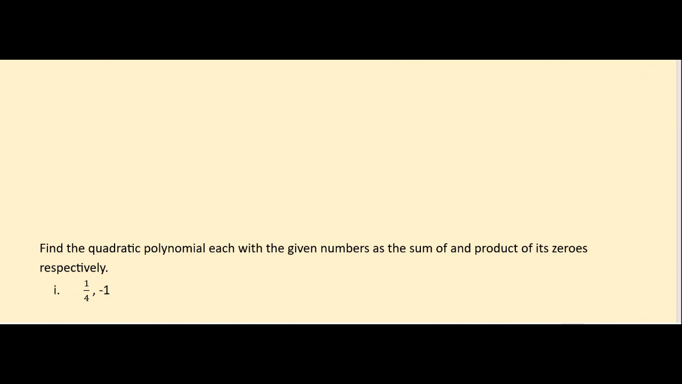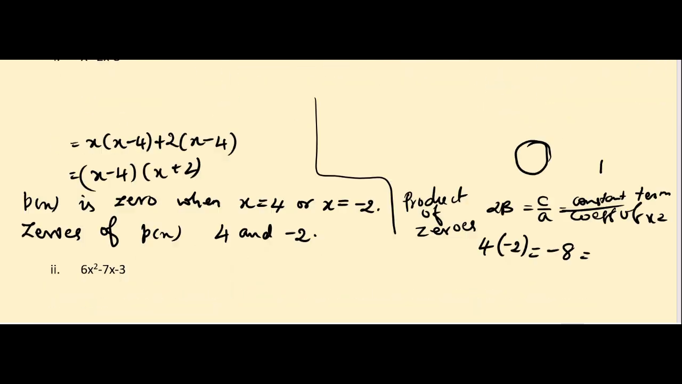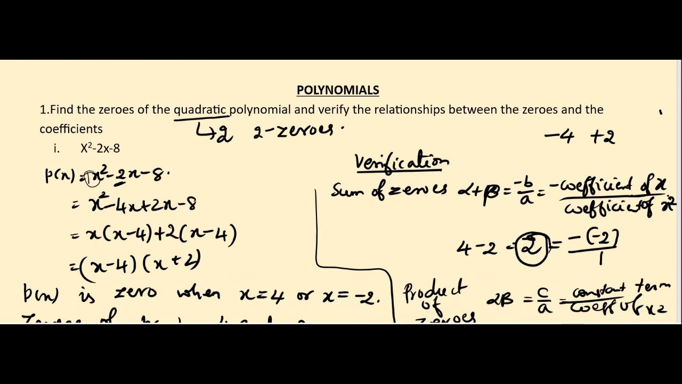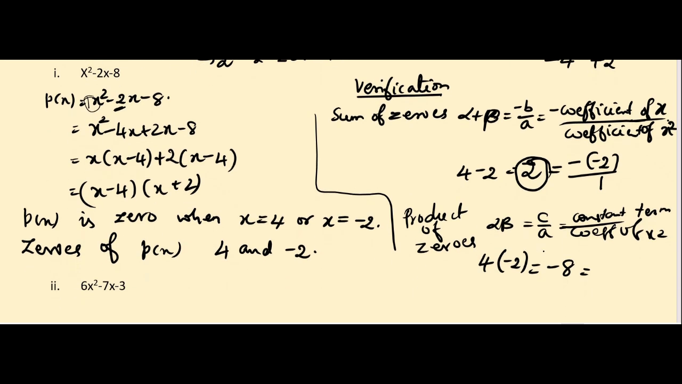That's why c by a is nothing but minus 8 divided by 1. Minus 8 divided by 1 is nothing but minus 8. So we have verified this. Next question.